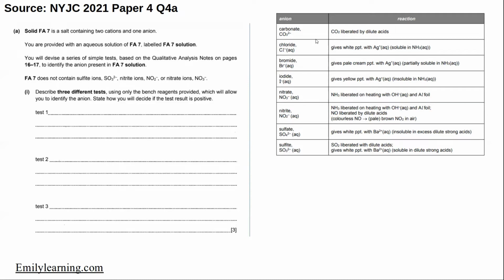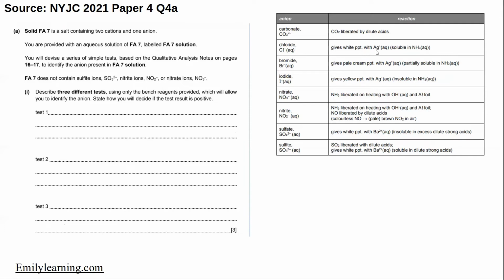Okay, so for carbonates, in order to test for carbonates, we will add acids, and if carbon dioxide is liberated, then that means carbonate is present. Okay, for chloride, we will add silver nitrate. Okay, and then we will add ammonia in excess.